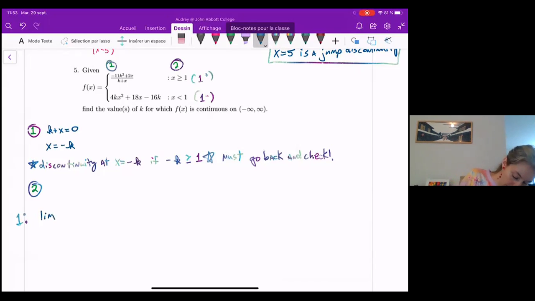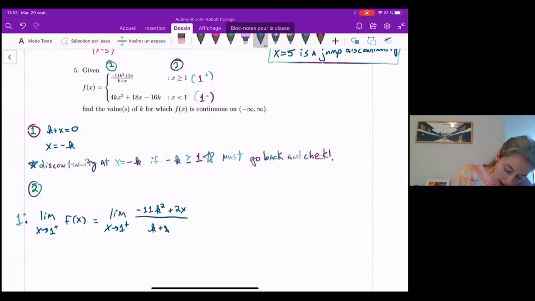So I have the limit as x approaches 1 from the right of my function. Again, it's important to write your limits. You can't just plug in. We are actually evaluating limits here. I need to see that you understand what you're doing when it comes to continuity. You're not just plugging in 1, you're evaluating a limit. So 1 from the right is my first function. And this tells me that x gets replaced with 1. So I have negative 11k squared plus 2 over k plus 1.